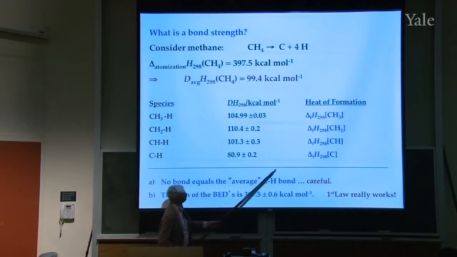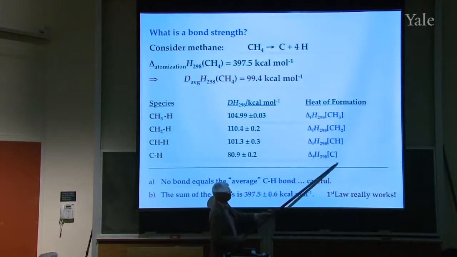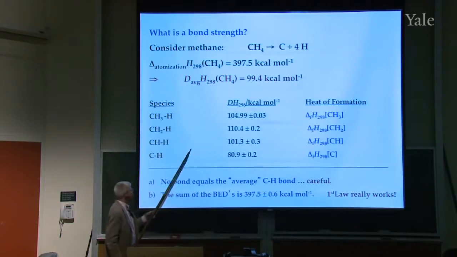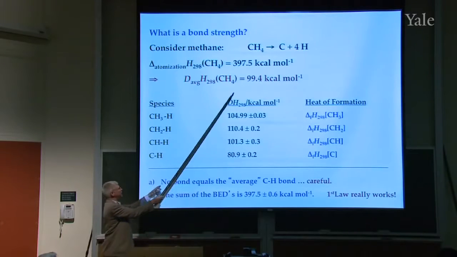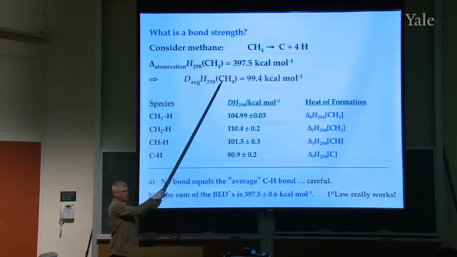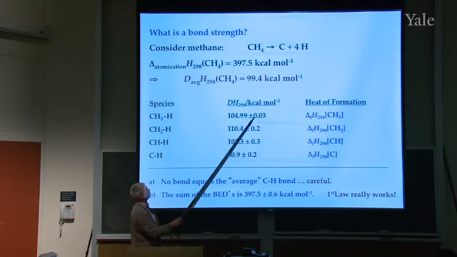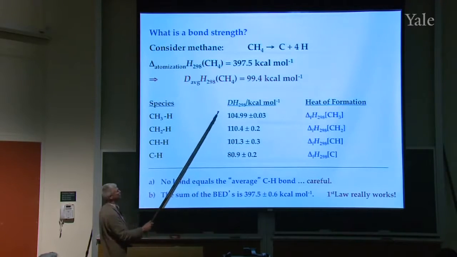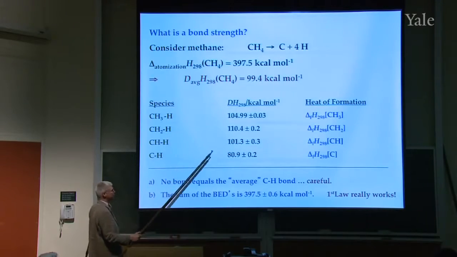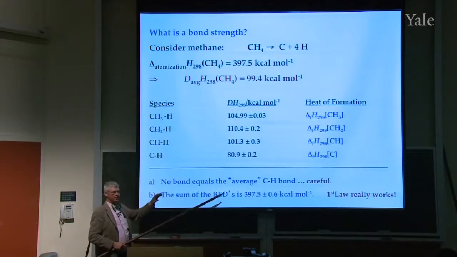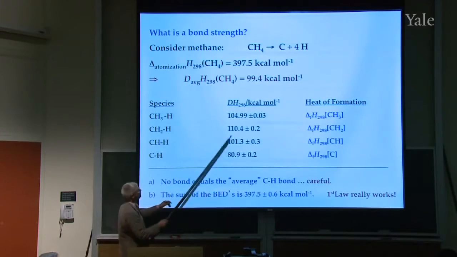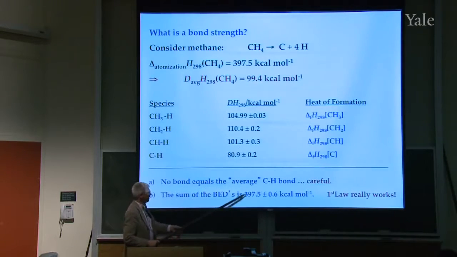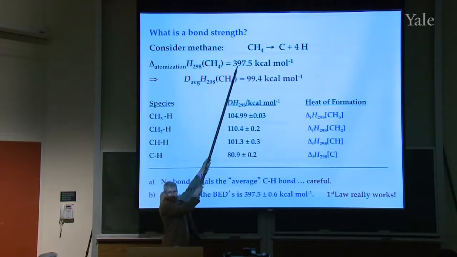And these give you individually the heats of formation of all of these species. Notice that not a single one of these bond energies equals that average. Here, it's close, but the uncertainties are such that it's not quite. And so using these average bond energies, you've got to be careful. The other thing I'll tell you is if you take the sum of these numbers and add them up, it's 397.5. It's exactly this.